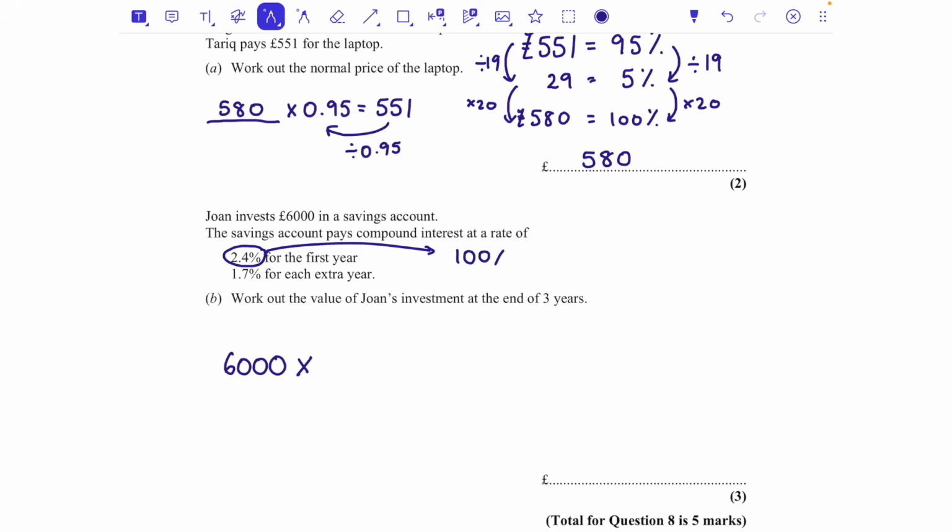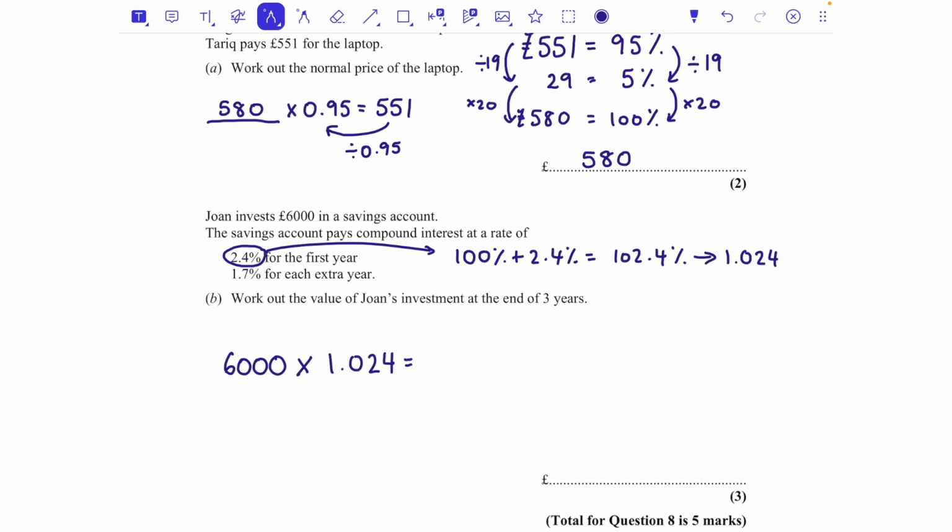So we want 100%, add on 2.4%, which is 102.4%. Now, as a decimal, we divide that by 100, and that's 1.024. So I'm going to times by 1.024. Now, you can do this in 2 stages, or you can do it in one whole stage. It doesn't matter. I'm just going to break it down just for the purpose of this video.